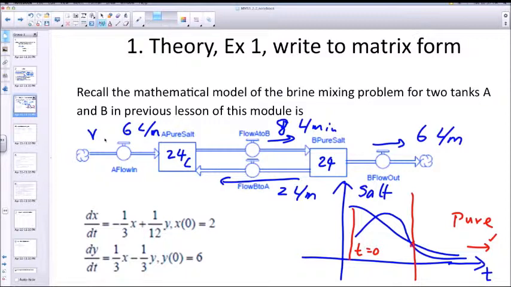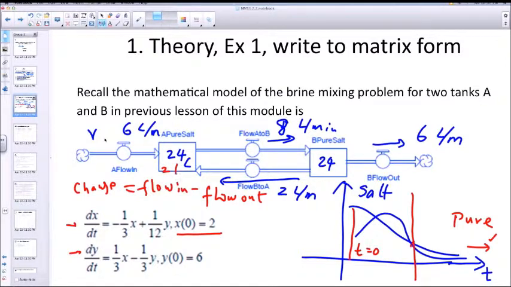And we also remember we can build the mathematics equation like this in that hour. And the conceptual model is: the change equals flow in minus flow out. That's how we got these two equations, and included the two initial conditions. At the beginning, you have 2 pounds of salt here and 6 pounds of salt here. So we got this system.